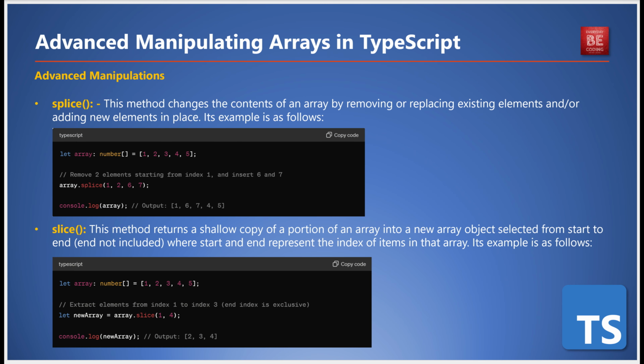But what about more complex manipulations? Splice and slice are powerful tools for removing, replacing, or creating new array segments. Splice can fundamentally change the array by adding or removing elements, while slice returns a new array that is a portion of the original array, defined by start and end indices.